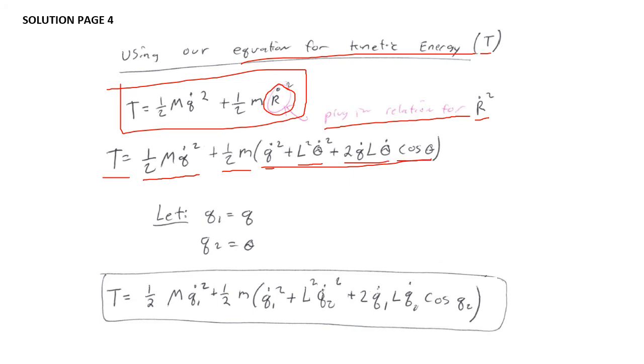Now for this, what we're going to do is let our q1 equal q and our q2 equal theta. So when we do that and plug those back into the above equation, we end up with T is equal to 1/2 m q1 dot squared from this relationship right here, plus 1/2 m times our q1 dot squared plus L squared q2 dot squared plus 2 q1 dot L q2 dot times the cosine of q2.